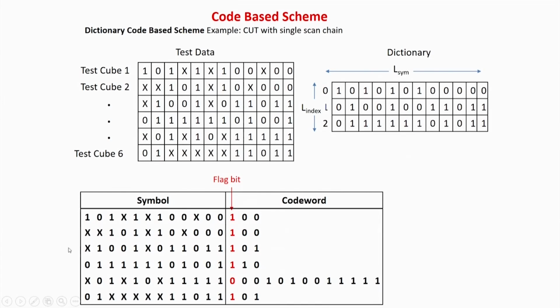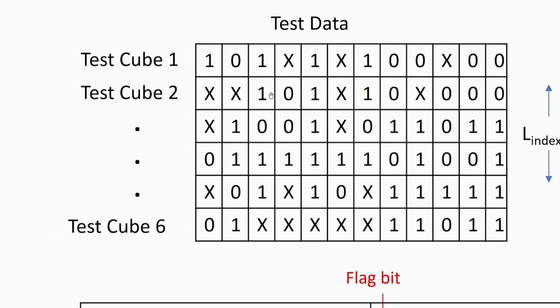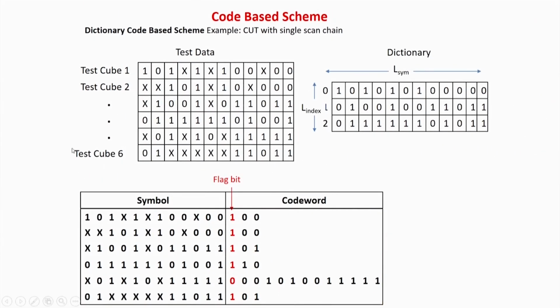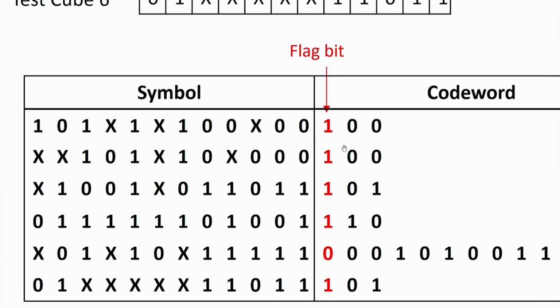For example, let us take the first two. You can see 1x0x11, x0111. Very easily you can observe that test cube 1 and test cube 2, these two test patterns, are compatible. These are the two compatible vectors. I make them compatible, and then I give the code word as 0000. That is the index to the dictionary, and the flag bit is 1. That means they are compressed, available in the dictionary.